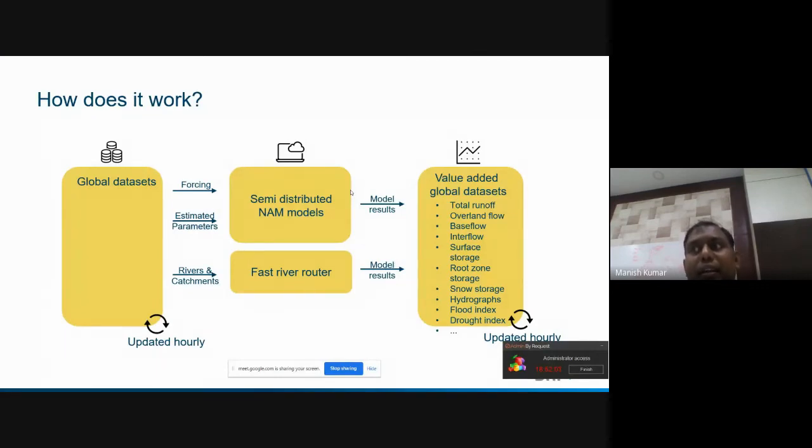For almost the whole world, from plus 66 degrees to minus 66 degrees, except for some Arctic regions, we have this global hydrological model ready, and it has been released for the public.